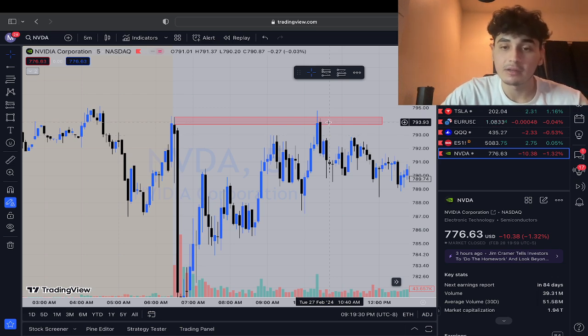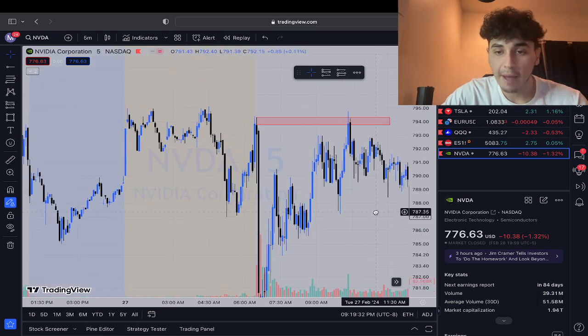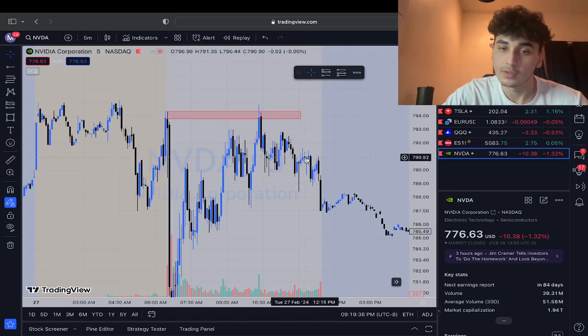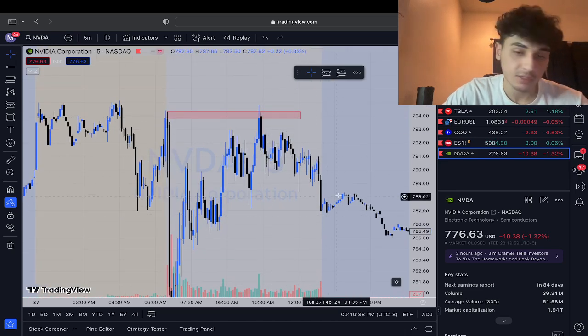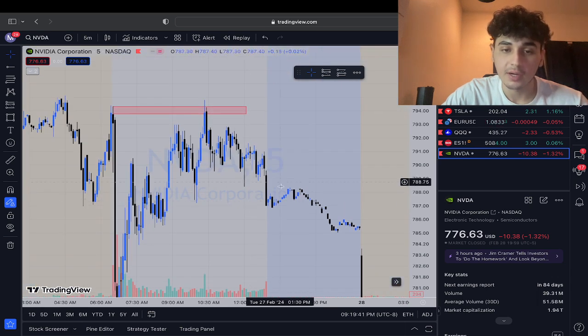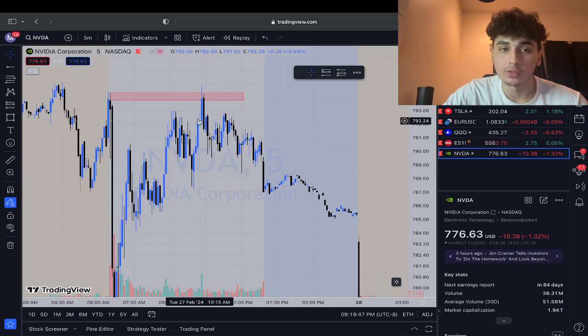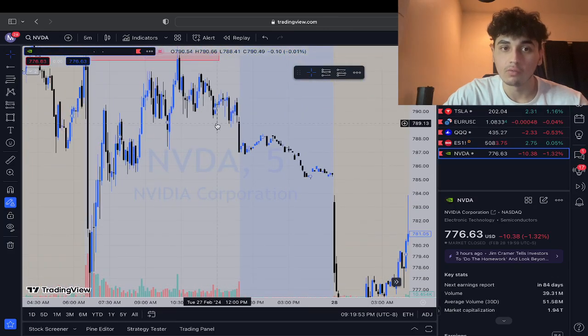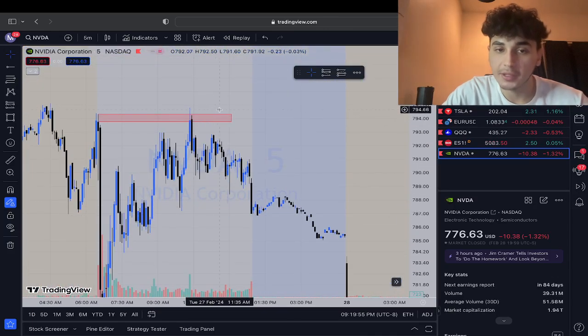And then obviously if I were to zoom out and see what happened, you can see price continued to move to the downside. And then obviously the market closed, but you can see even in after hours, price continued to significantly move lower and lower and lower. Then even the next day, lower and lower and lower, right off of that supply zone.